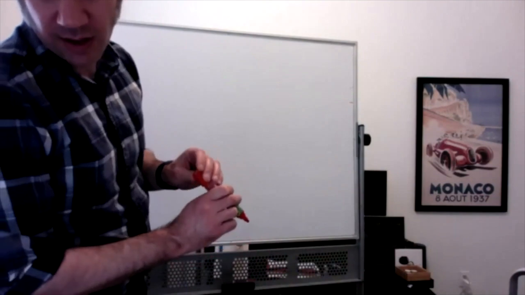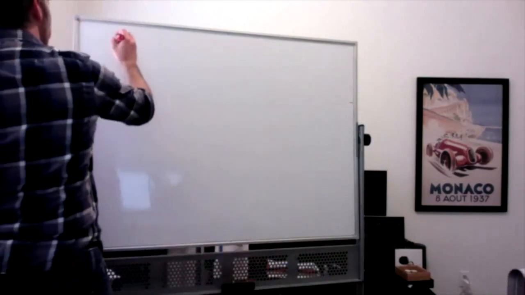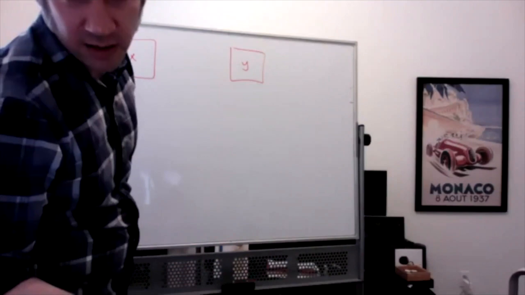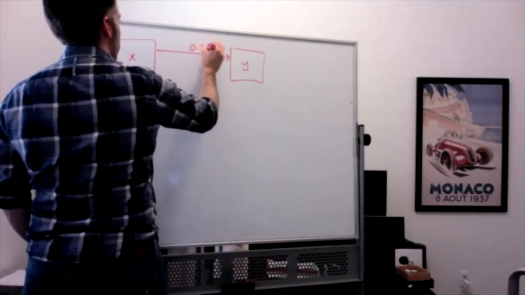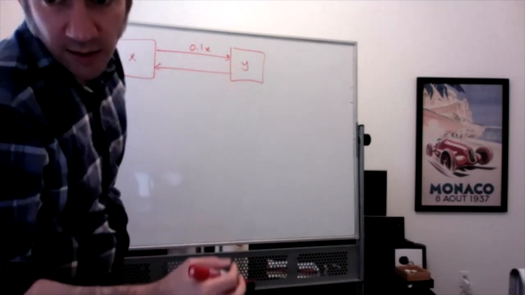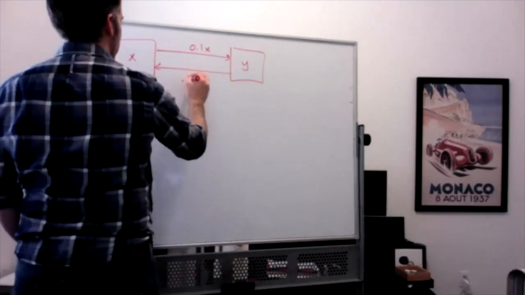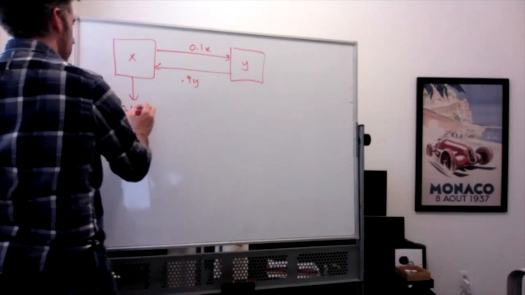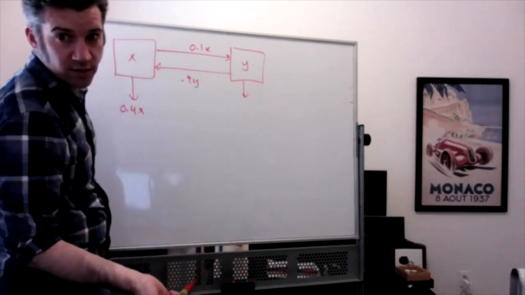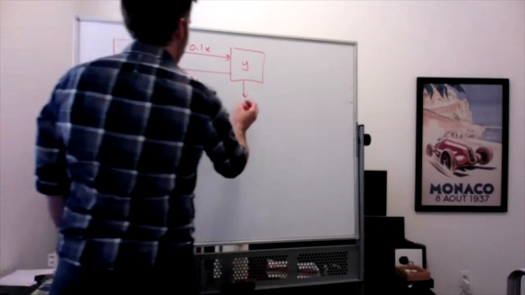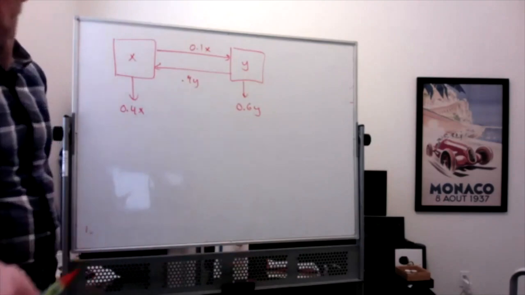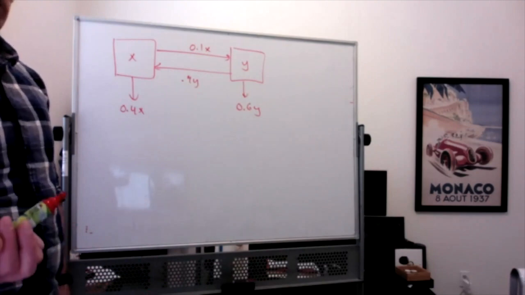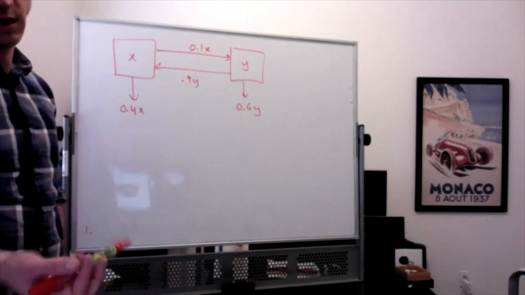So let's look at the following model. I've got x, got y. Things are going out of x at 0.1x, coming into x at 0.9y, going out of x at 0.4x, and going out of y at 0.6y. So we want to find the model, and then we want to determine what the equilibrium is. Is this a sink, a source, a saddle, et cetera?